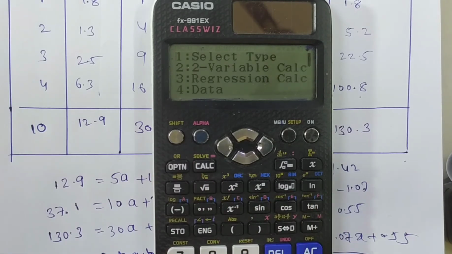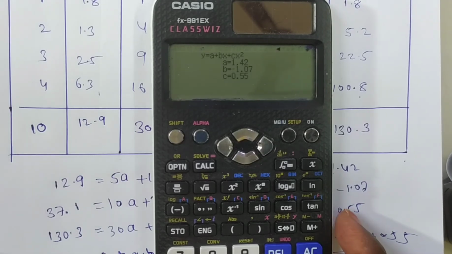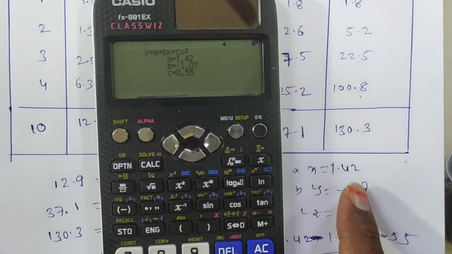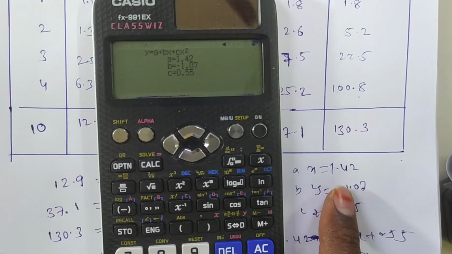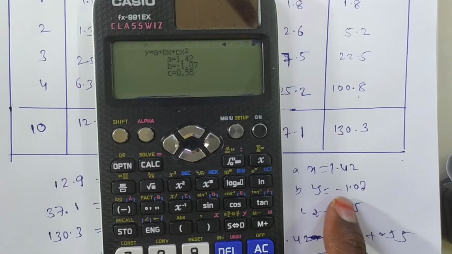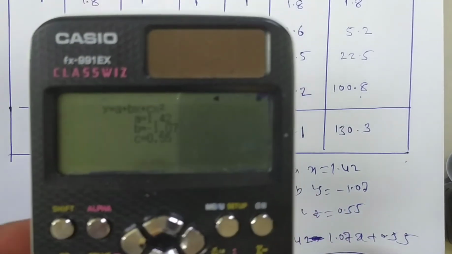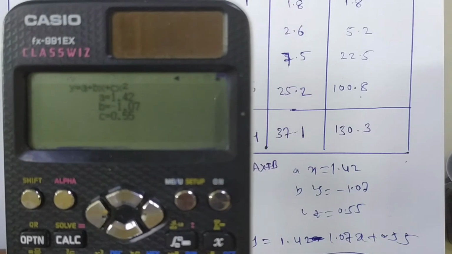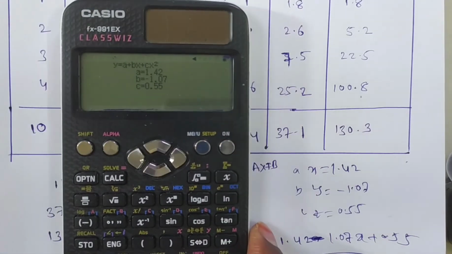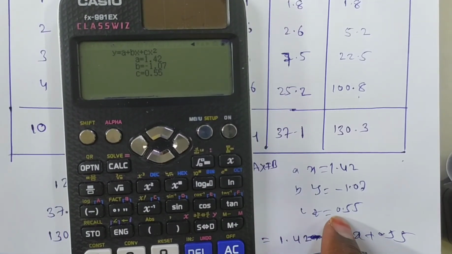Now go for options. In this one we require the regression equation. So press 3. You see what you are getting? The equation is A plus Bx plus Cx square. What is the A value? 1.42. Are you getting X is 1.42? Right. B value is minus 1.07. Check it here: minus 1.07 or not? Clear? Right. Next the C value is 0.55.